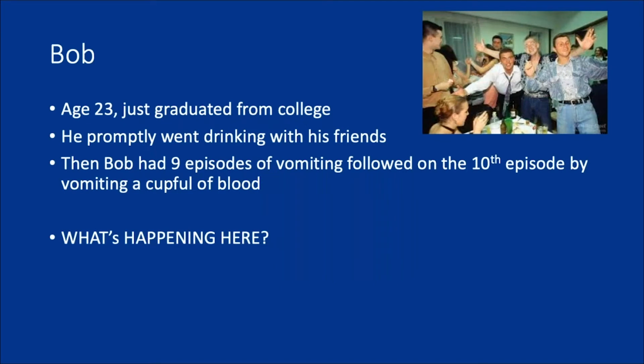Let's now talk about Bob. Age 23, just graduated from college. He promptly went drinking with his friends. Then Bob had 9 episodes of vomiting, followed on the 10th episode by vomiting a cup full of blood. What is happening here? Let me point out the fact that it is regular vomiting, no vomiting of blood, 9 times, and the 10th episode was vomiting a cup full of blood.